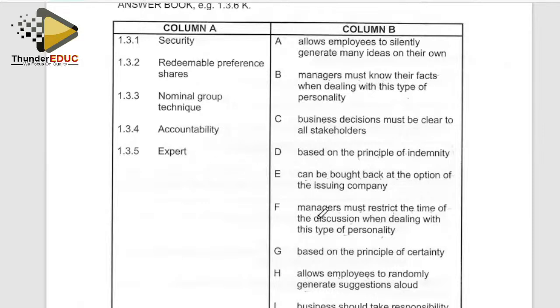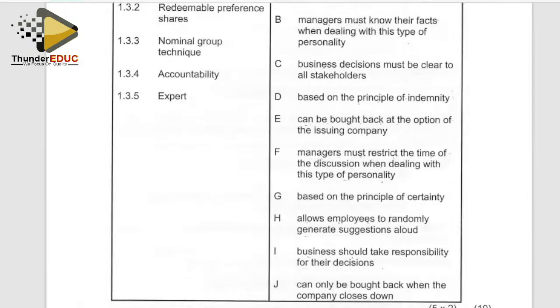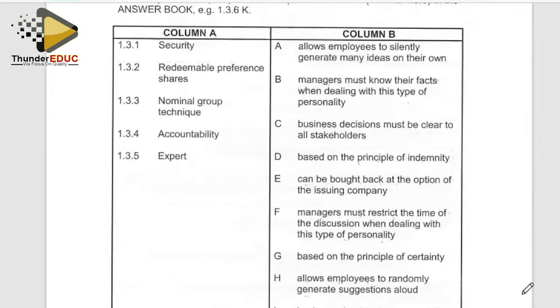Okay, right. So now security. If we check security, the appropriate answer for security is going to be J, can only be bought back when the company closes down. So it means our appropriate answer in this regard is going to be J for 1.3.1. So 1.3.2, redeemable preference shares. So now this can be bought back at the option of the issuing company.